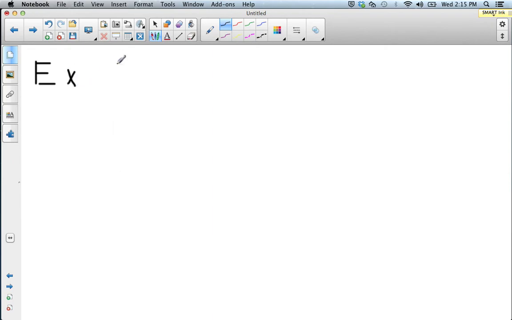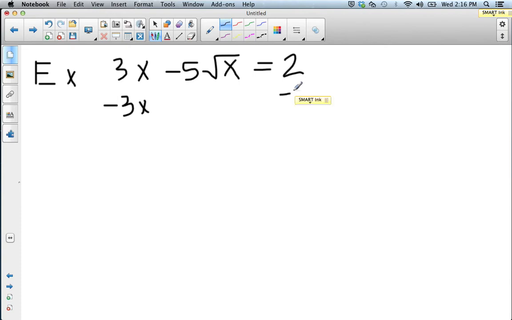And it's 3x minus 5 square root x equals 2. So what do we do first? Well, we have to isolate the radical. Here's our radical. What do we need to get rid of? We need to get rid of the 3x. So I'm going to subtract 3x from both sides. Minus 3x, minus 3x.